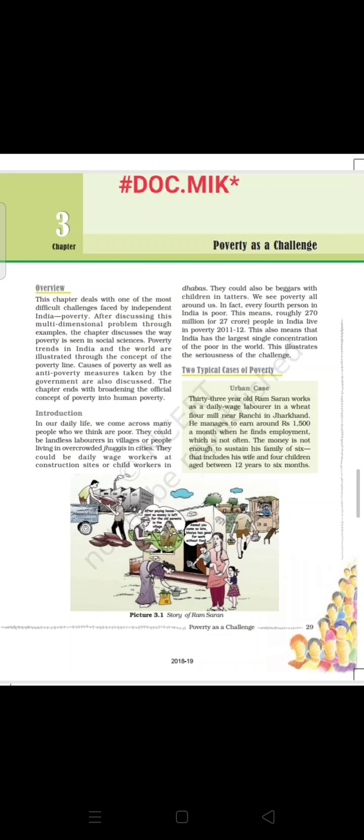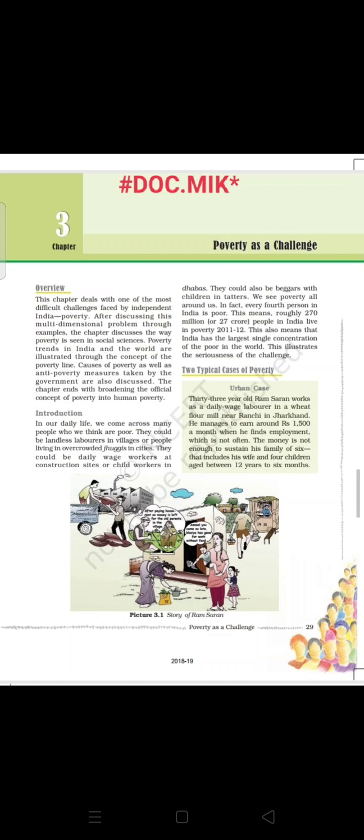Introduction. In our daily life, we come across many people who we think are poor. They could be landless laborers in villages or people living in overcrowded jhuggis in cities. They could be daily wage workers at construction sites or child workers in dhabas. They could also be beggars with children in tatters. We see poverty all around us.